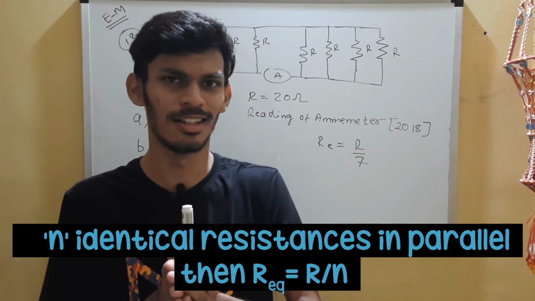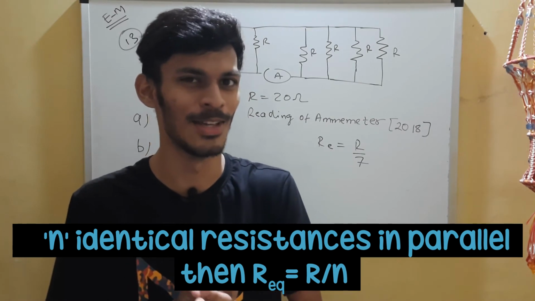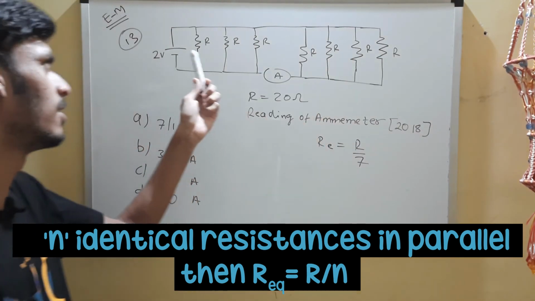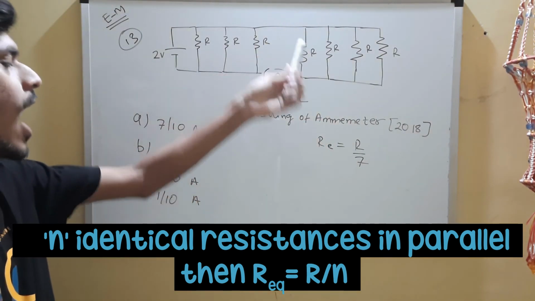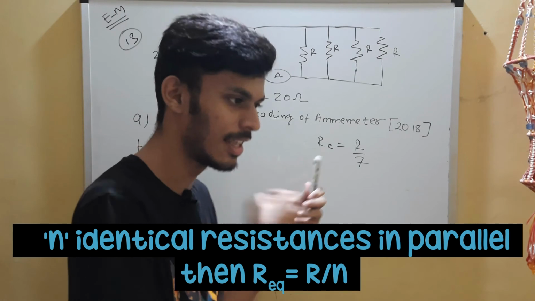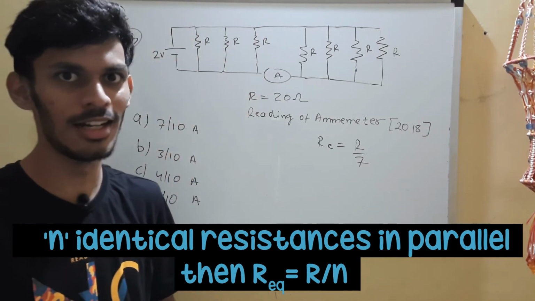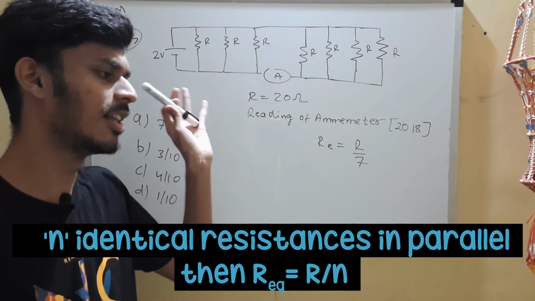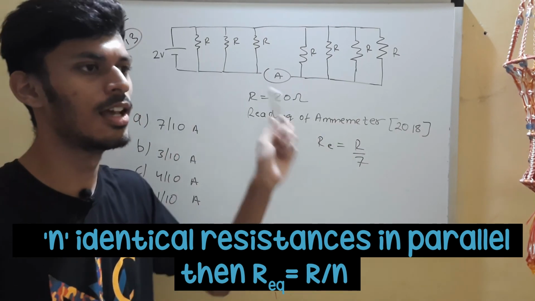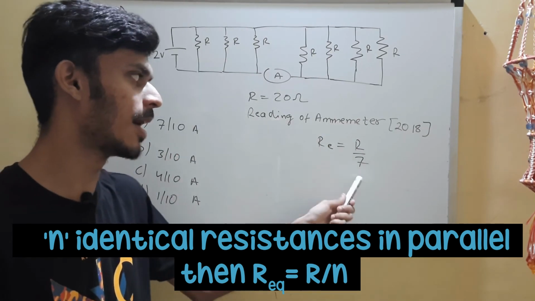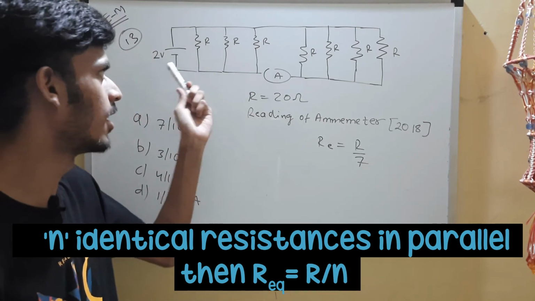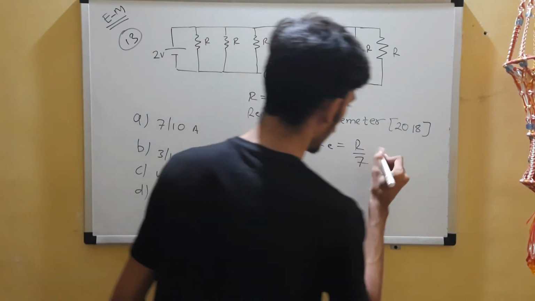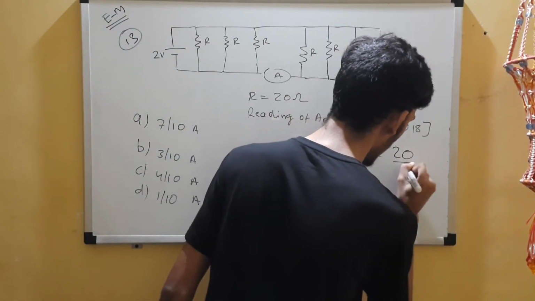It is not a thing of rote learning as such. Whenever you have, remember it now if you didn't know this earlier, that if you have n identical resistances in parallel, the equivalent will be R by n. I'll repeat that. If you have n identical resistances in parallel, the equivalent will be R by n. Here it is 7, right? So 7 are there, so R by 7. So R has a value of 20 ohms, so 20 by 7.